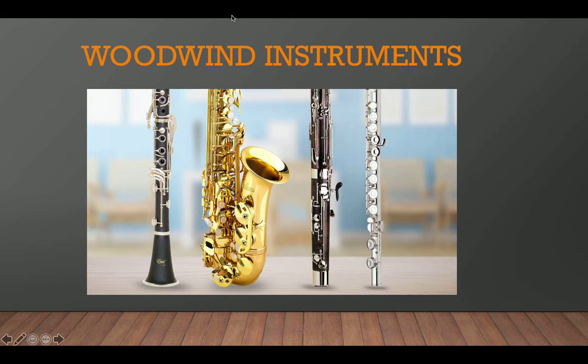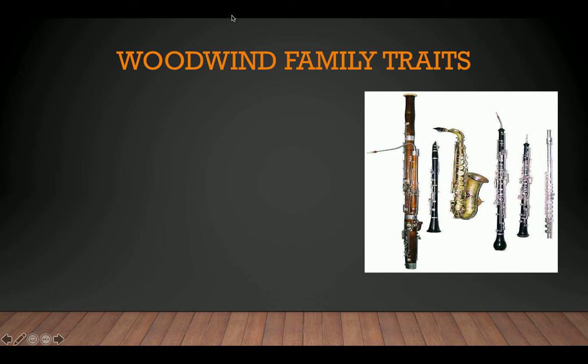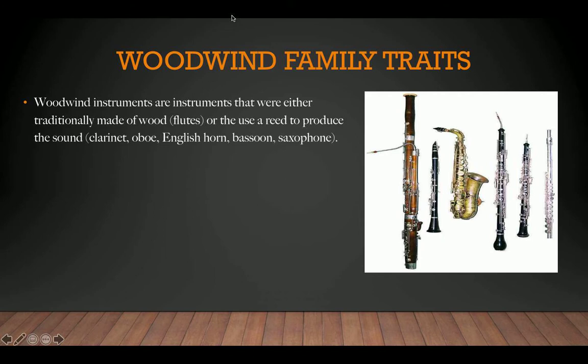So, some family traits of woodwind instruments. Traditionally, woodwind instruments are instruments that are either made of wood or were traditionally made of wood, like a flute, or instruments that use a reed to produce the sound, like a clarinet, oboe, English horn, bassoon, saxophone, pretty much any other woodwind besides flutes. Those are the only ones that don't use reeds.